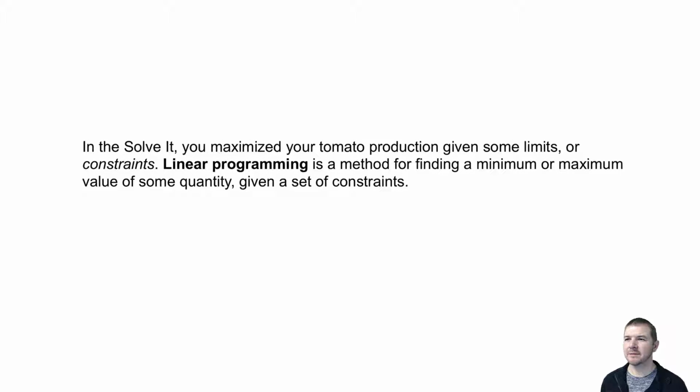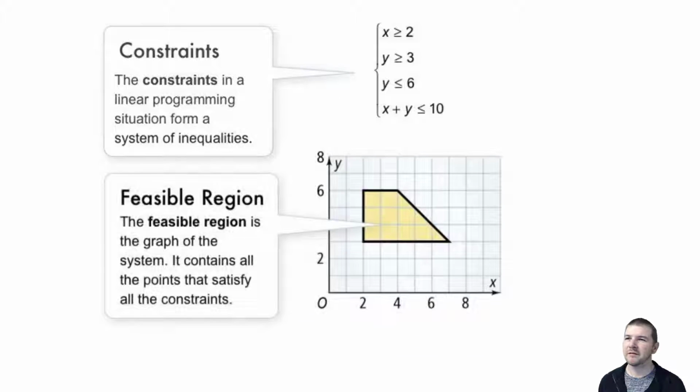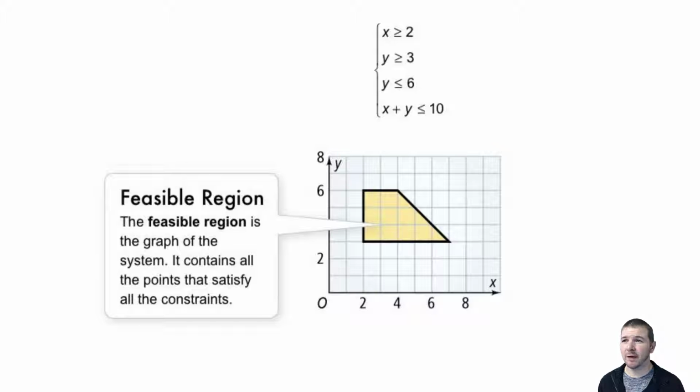In the Solve It, you maximized your tomato production given some limits or constraints. Linear programming is a method for finding a minimum or maximum value of some quantity given a set of constraints. The constraints in a linear programming situation form a system of inequalities, like shown here. The feasible region of that system of inequalities is the graph of the system. It contains all the points that satisfy all of the constraints.